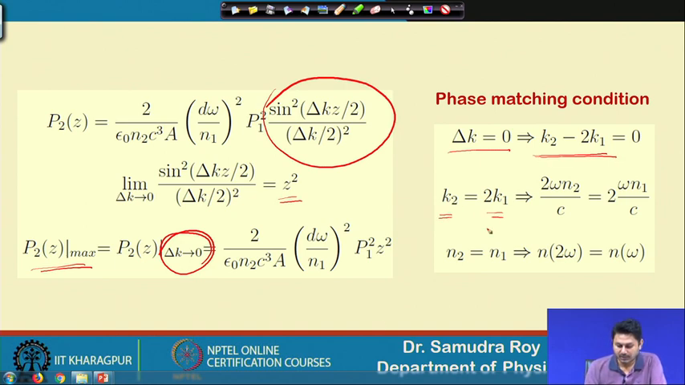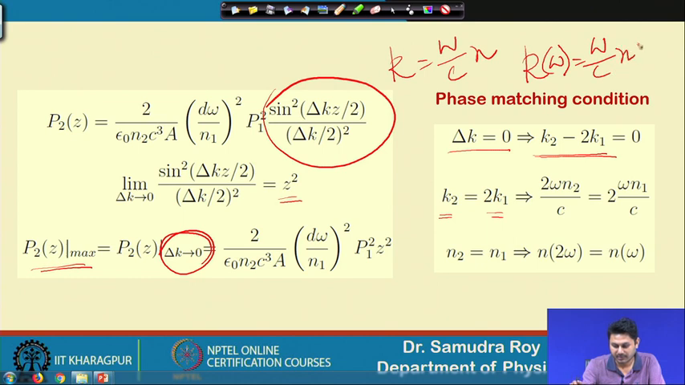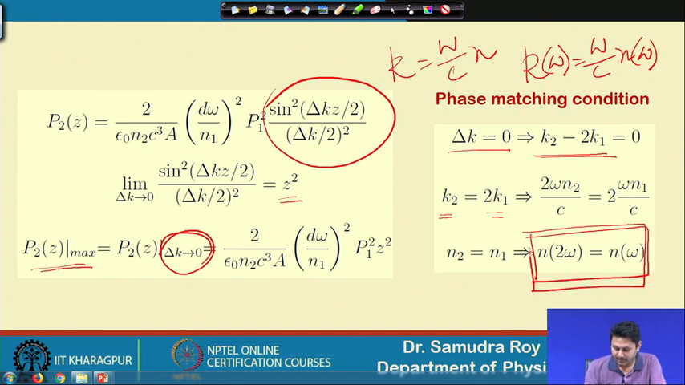k2 equal to 2 k1 means k2 is 2 omega divided by c multiplied by n2, which is equal to k1 times 2, that is 2 multiplied by omega n1 by c, because we know in general k is omega divided by c multiplied by n, or k of omega is omega divided by c times n of omega. So, now if k is 2 omega, we will have 2 omega here and n of 2 omega, which is n2. So, eventually we have an expression which suggests that it can be possible if the refractive index of 2 omega is equal to the refractive index of omega.